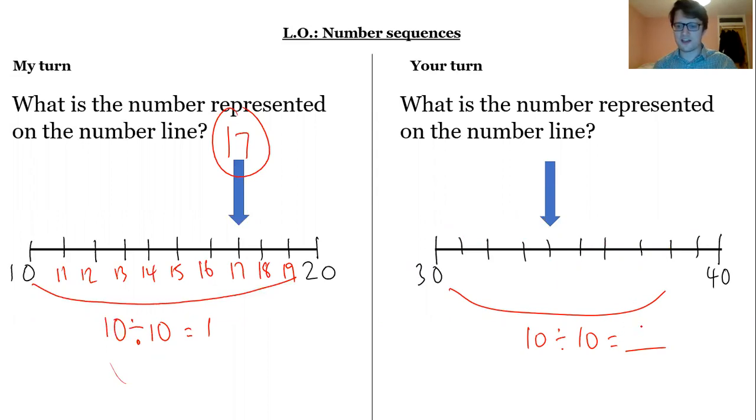So 10 divided by 10 is 1. So we're counting in ones again. So I'm going to fill these in. And I can see really clearly the arrow is pointing at the number 34.